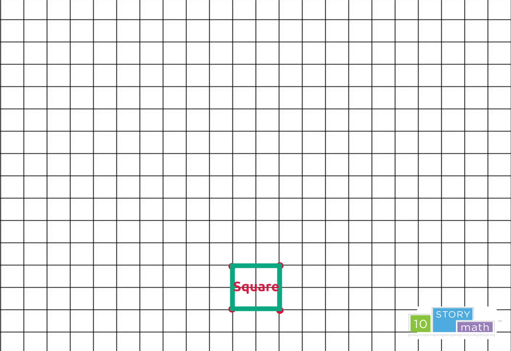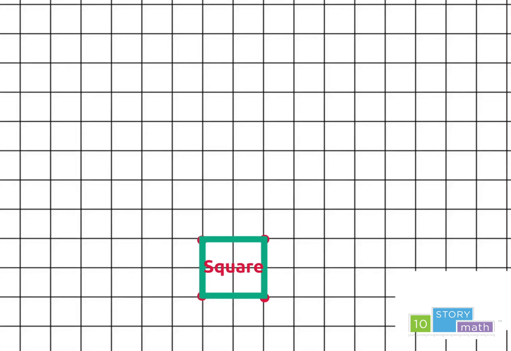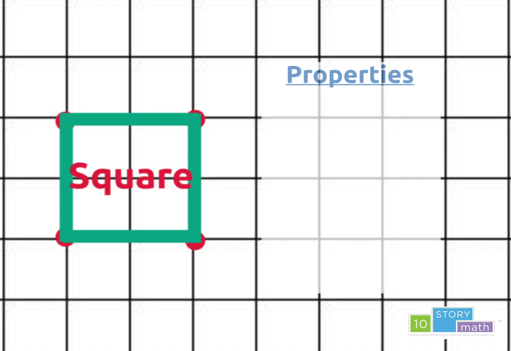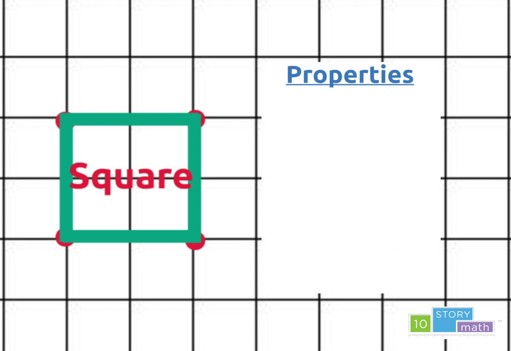It's a square. But what are the properties that make it a square? Let's zoom in and take a closer look. All squares must have 4 congruent sides. Congruent is just a fancy word for equal. In this example, each side is exactly 2 units long.